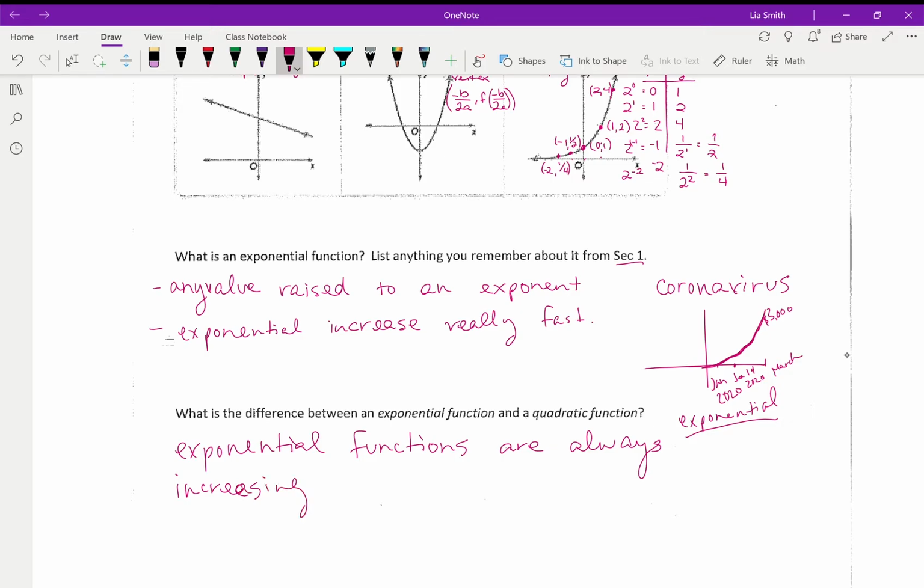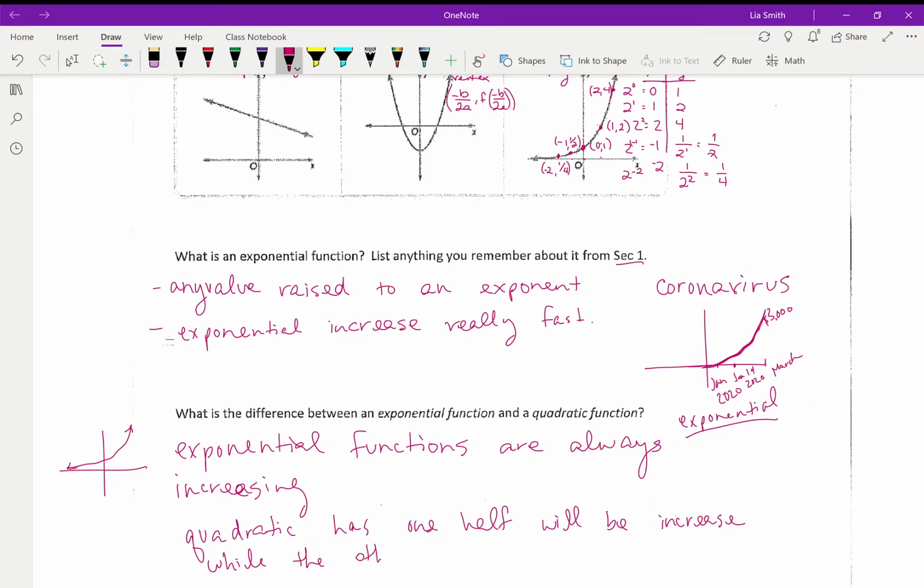Increasing. So an exponential function starts low and goes high. A quadratic function, though, is symmetrical, and one half of it will be increasing while the other half is decreasing. So there's an obvious turning point when you're thinking about a quadratic function like this, versus an exponential function.